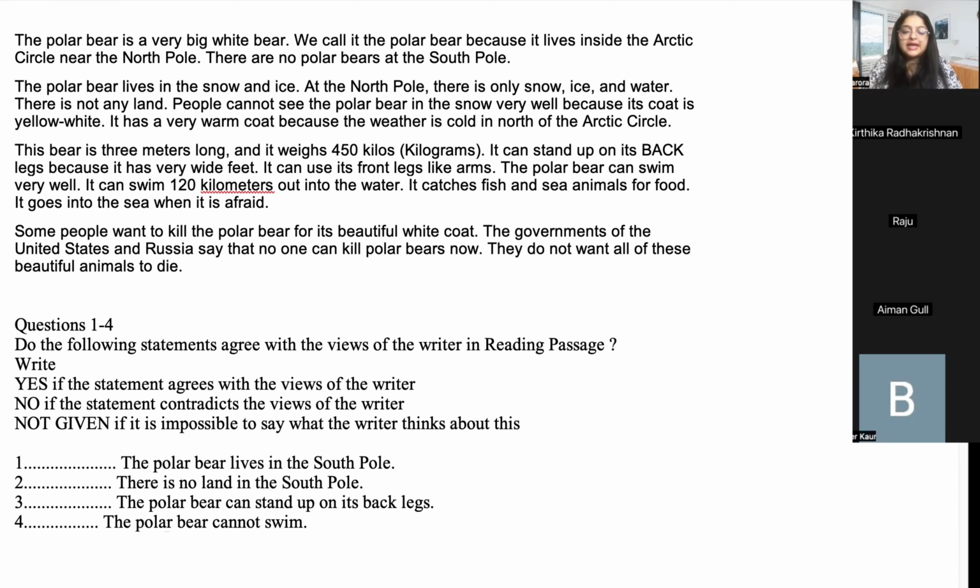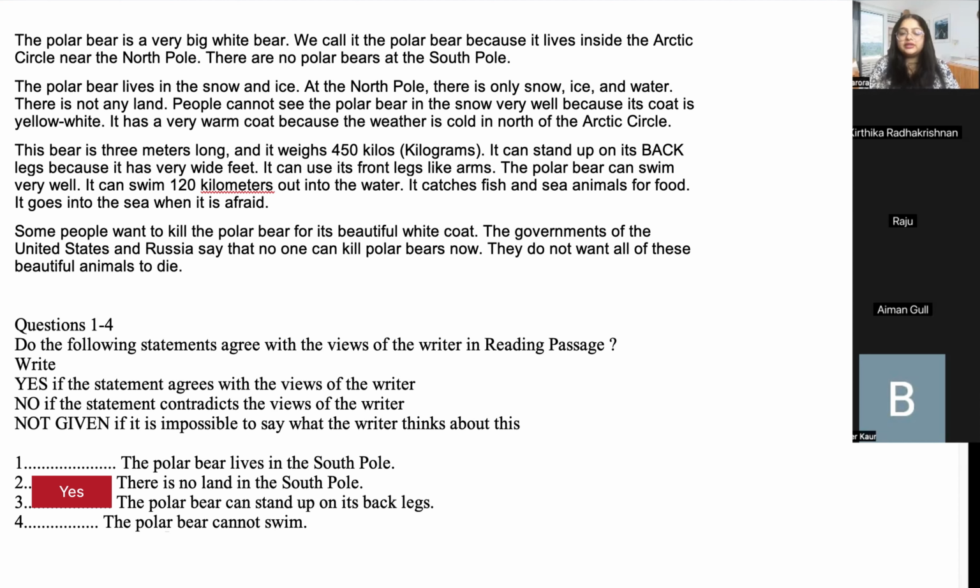The polar bear can stand up on its back legs. Now we are talking about the structure, and the third paragraph is about the physique of the polar bear. This bear is 3 meters long and it weighs 450 kilos. It can stand up on its back legs because it has very wide feet. Now, I don't need to read any further because I found my answer. What is the answer? The answer is true. Stand up on its back legs. Now one thing, let's imagine the word back was not written over here. If the word back was not written over here, then the answer would have become not given.